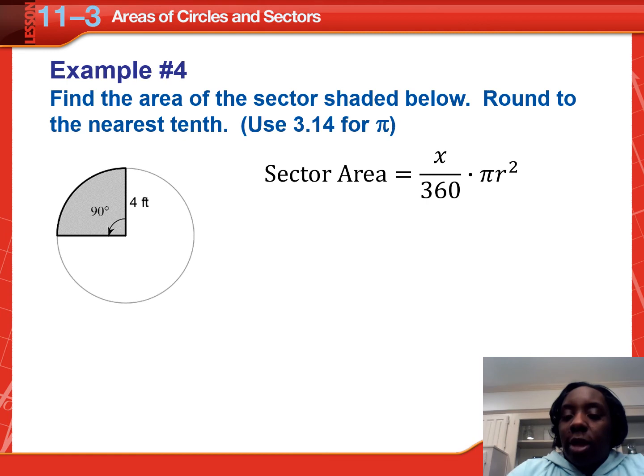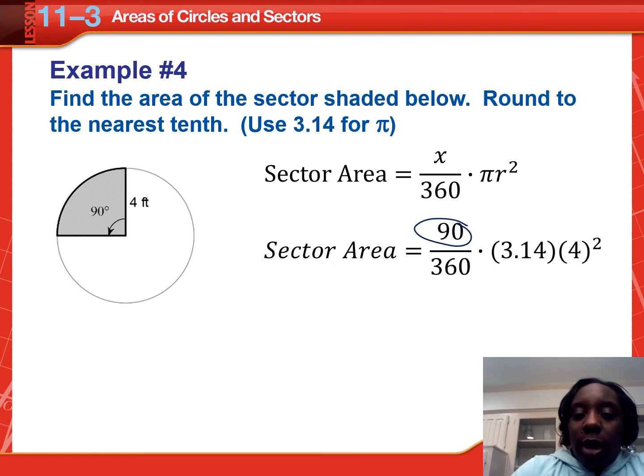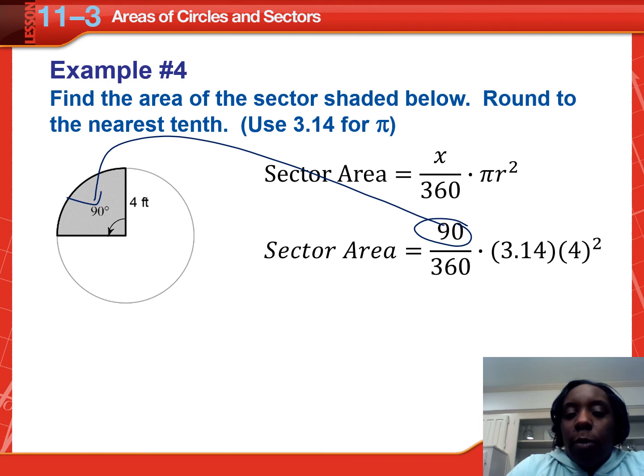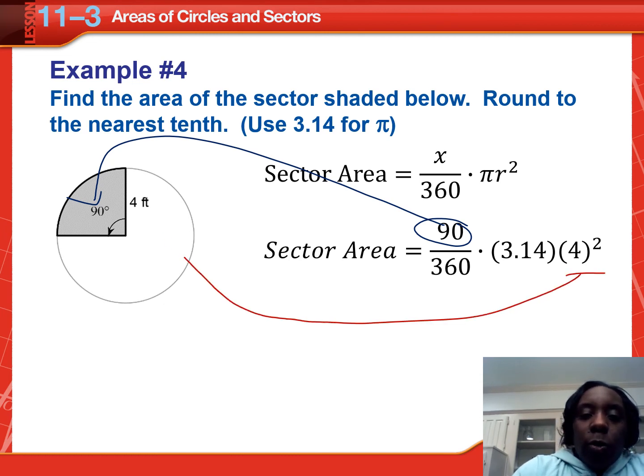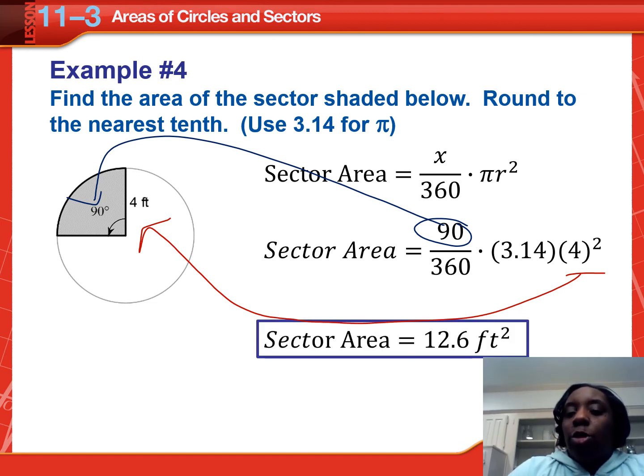All right, so I have sector area, x over 360 times pi r squared. Aha, the 90 degrees, where did that come from? That came from the degrees, the proportion of the circle that I want. And the 4, different color, is the radius. Let's look at the answer. My answer is 12.6 feet squared.